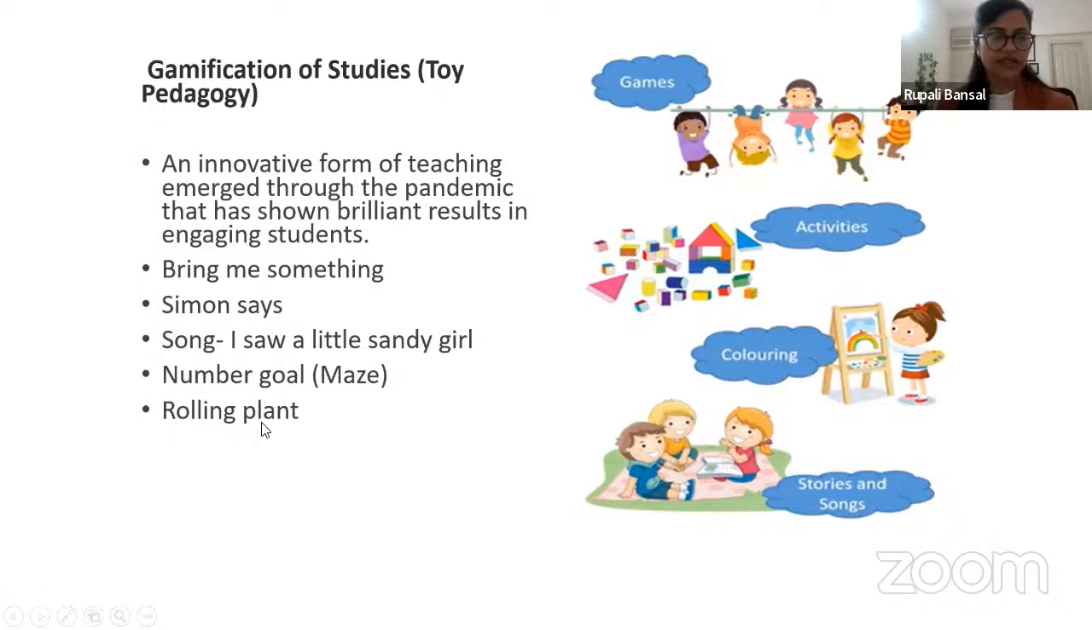In the other game, the rolling plant, we again took cardboard, and the child was supposed to roll it, and arrange the roots, then the stem, then a flower, leaf, and then the fruit. They were supposed to arrange them in a manner so that it looks like a plant. So that was again an example of a game. Through that they learn.